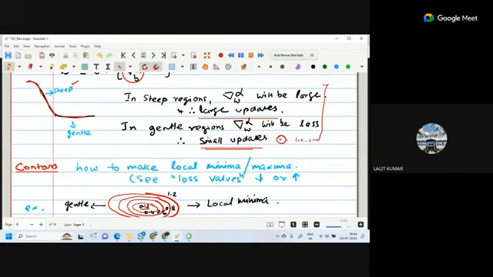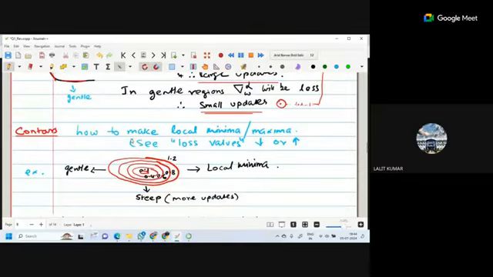Before I move to MGD, I'll cover the contours also here because there are questions on the contours. In the contours, the first thing is how to make out which is a local minima and which is a local maximum. Please remember, in the contour, the loss values are written. If the loss values are decreasing from out to in, it means this is a local minima. If the loss values are decreasing outward, then it is a local maxima. Is that clear? Any doubt in this?